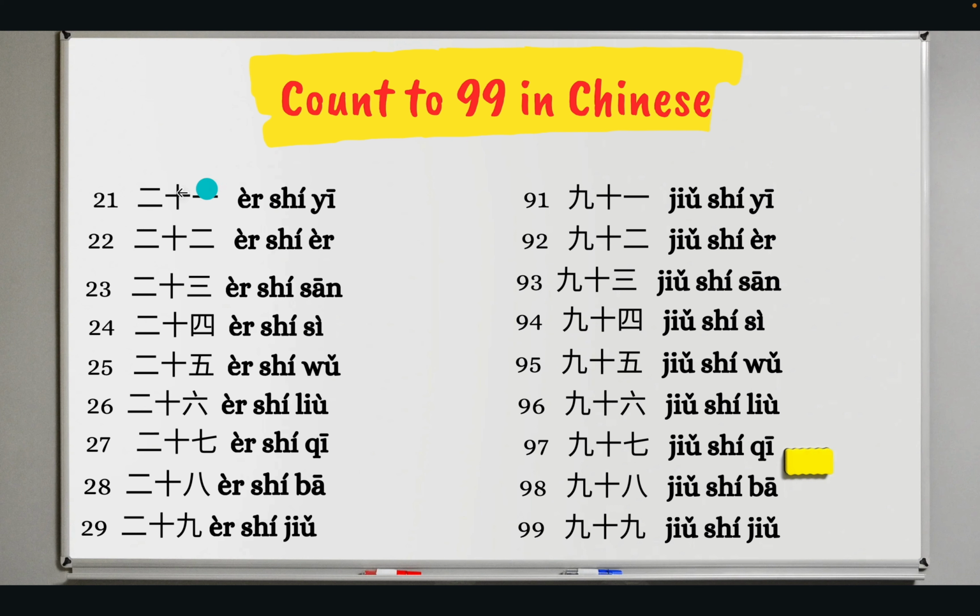Now here, from 21 to 29, it is going to be 2 and 10 and 1. 21. 22, 2 and 10 and 2. 23. 24.